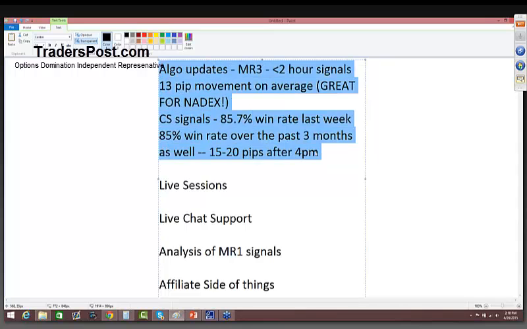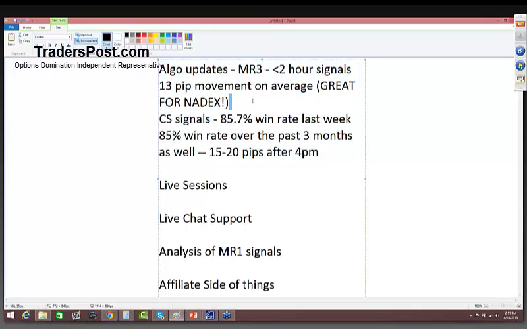But again, both of these signals are coming out starting next week. Well, this one will be starting next week. This one has already started, but we'll be labeling it differently now. And they're great for Nadex. You have plenty of time to get in for them. They have a very strong win rate. Overall, it's a really, really good thing, so you want to get in on those.